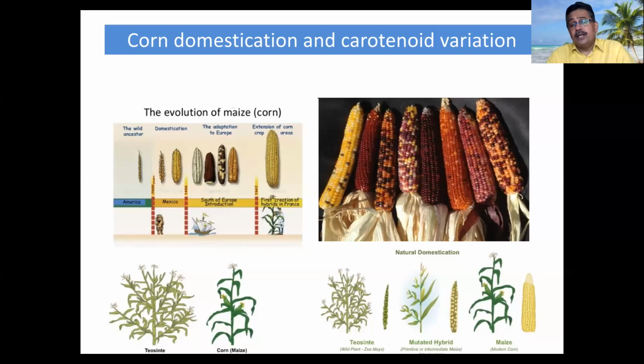Even the vulnerable groups who cannot afford other fruits and vegetables would benefit. So the thing is, when you change from teosinte to present-day maize, we lost many traits. One trait is carotenoid.